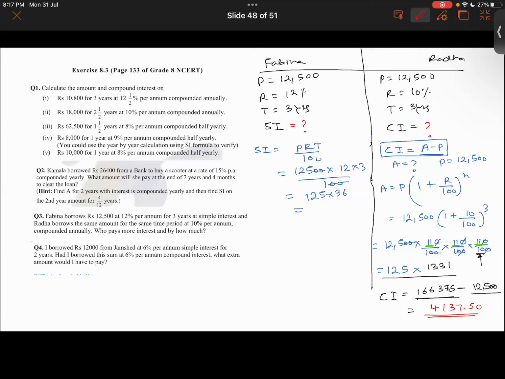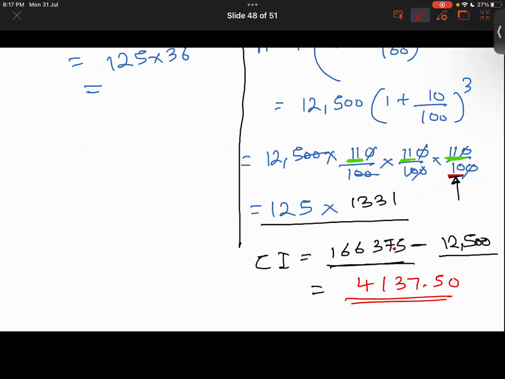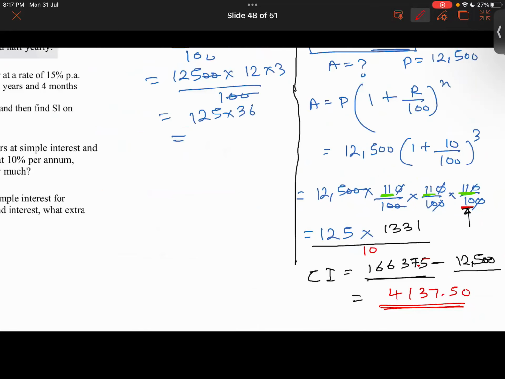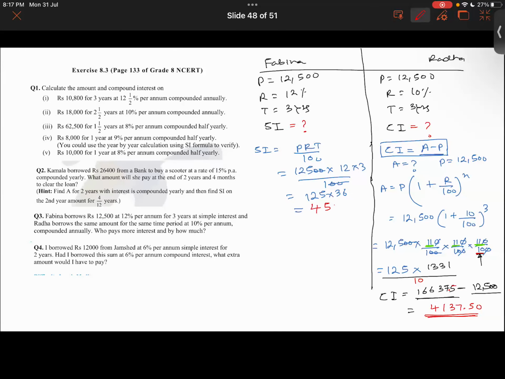No, actually, you forgot this thing here. We have put a decimal here. Why? Because the value here was 125 multiplied 1331 upon 10. We actually forgot this 10 earlier. Okay. So then you will be getting this value. Getting it? And this here is 4,500.